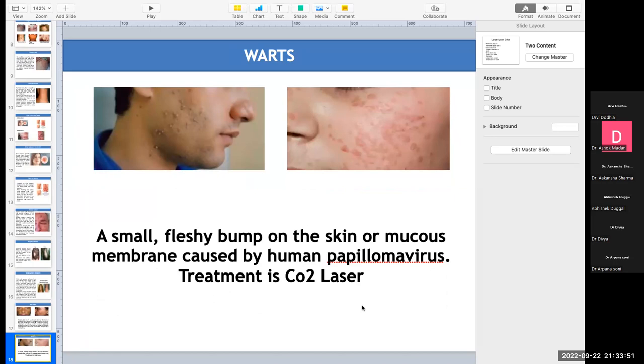Warts, again, are difficult to treat in allopathy. There is a high chance of recurrence, and patients come repeatedly. If it is on the beard area, then the chance of recurrence is very high. Warts are small fleshy bumps on the skin or mucous membrane caused by the human papilloma virus. Treatment in allopathy can include CO2 laser or radiofrequency.